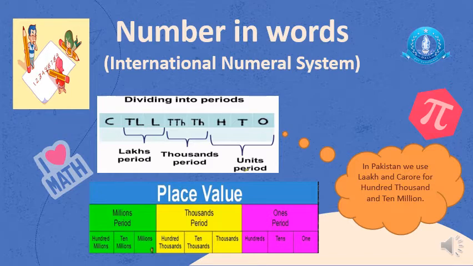Look at the first picture, dividing into periods. This is about the Pakistani numeral system. We are dividing place value into 3 periods. See, unit period: 1, 10, 100 come in the unit period. 1,000 and 10,000 come in the thousands period. Then we are writing lakh and 10 lakh under the lakh period, because in Pakistan we are using lakh and crore, right? But internationally we are using 100,000 and 10 million.